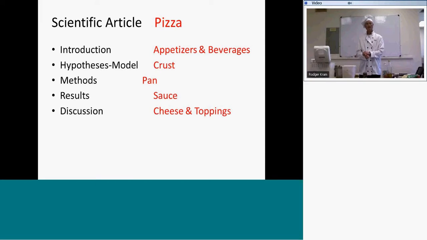Pizza consists of the crucial elements of pizza. I think it begins with a crust. If you don't have a crust, it's not a pizza. And by analogy, if you don't have a hypothesis or a model, you really don't have an experimental study. The methods are kind of perfunctory. You know, they're not the most creative section of what we write in our scientific articles.